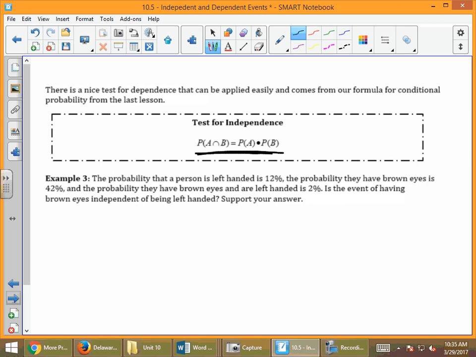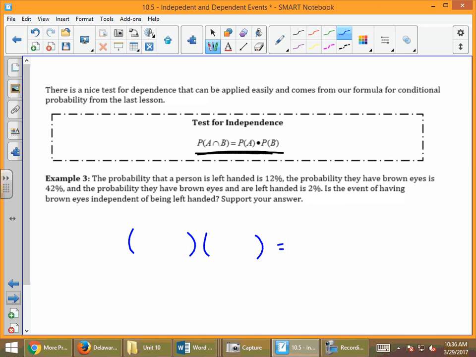You're seeing if their intersection is equal to their product. So we take a look at example 3. The probability that a person is left-handed is 12%. The probability they have brown eyes is 42%. And the probability they have brown eyes and are left-handed is 2%. Is the event of having brown eyes independent of being left-handed? When you have these percentages and you're asking if it's independent or dependent, that's an indicator to do this. You just multiply the two probabilities together, and if they're independent, it should equal the probability of both.